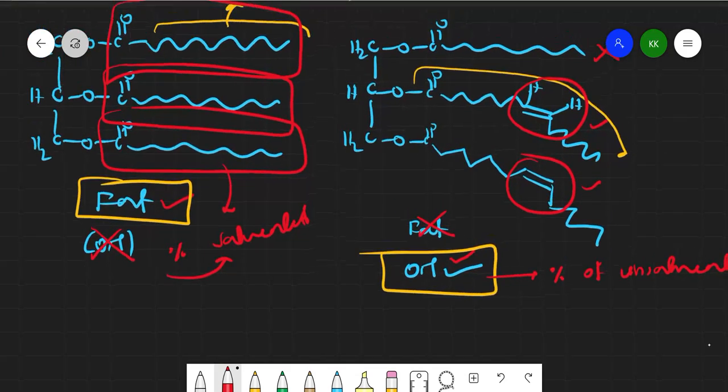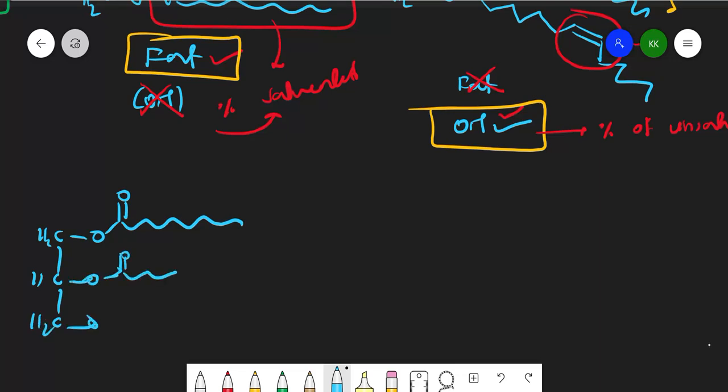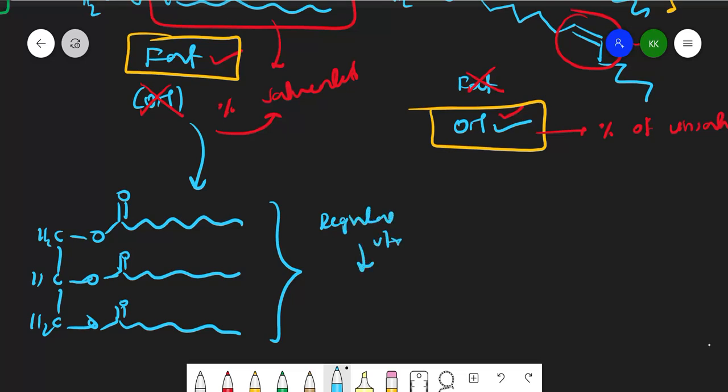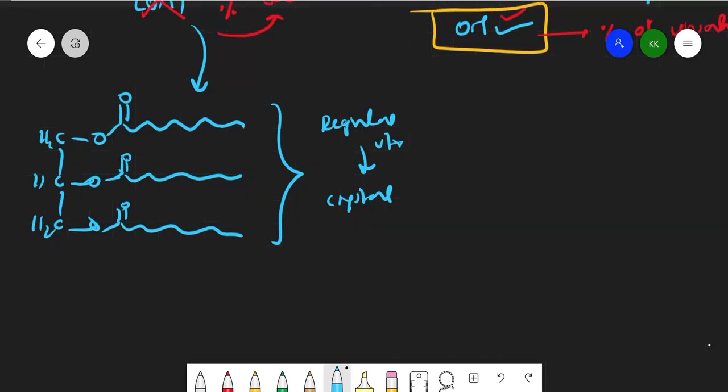Here unsaturation is not at all there, so it is saturated. Most of the structure will be like this, O CH2, CH and CH2. Because of this regular structure, these fats I am talking about have a regular structure, because of which they will combine and form a good crystal, because all are linear, with a regular shape. They take up small size, so they form this regular structure, a good crystal, because of which their melting point will be higher.